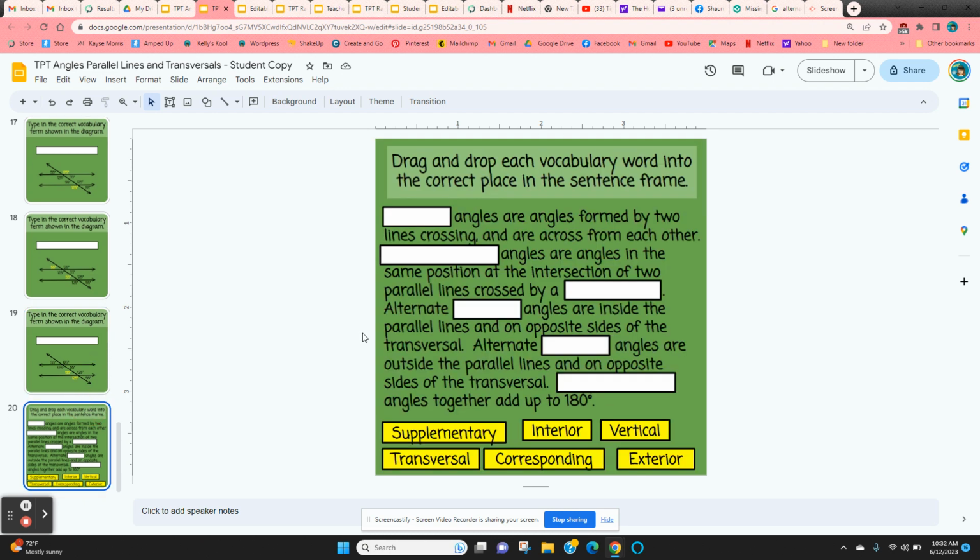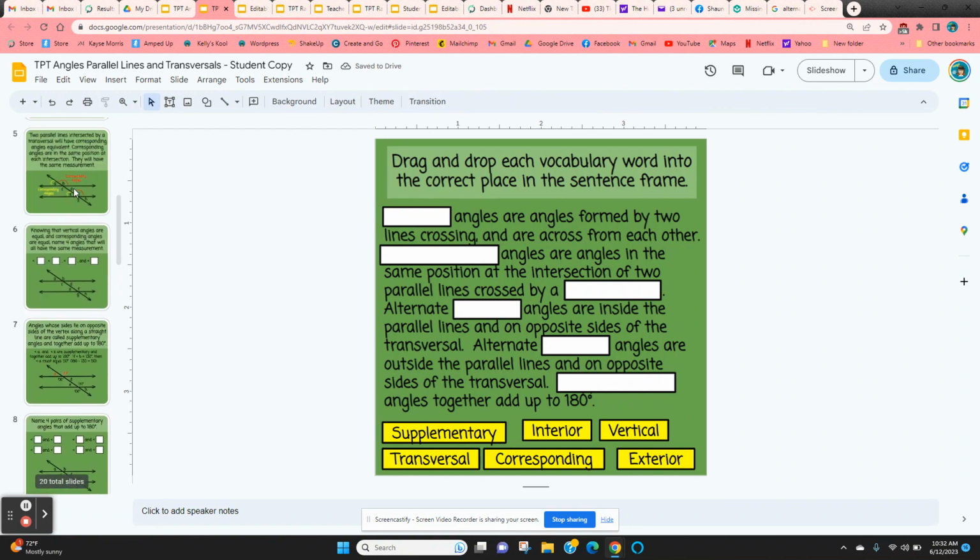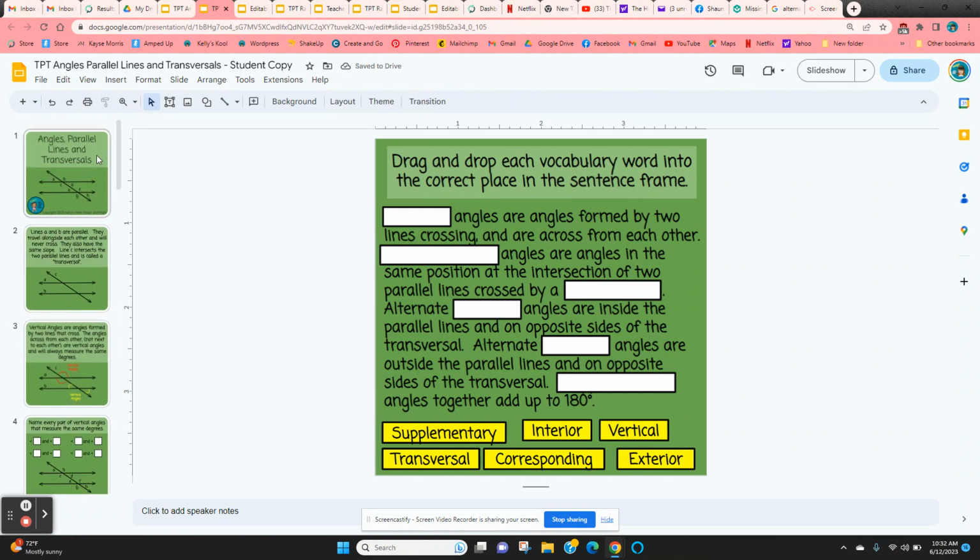And then on the final slide, they're actually going to drag and drop these terms into the correct place in the sentence frames. So to do that, they just click and hold on the edge of the term. And as they're holding, then they can just put that term into the correct place. So that is the lesson on angles, parallel lines, and transversals.